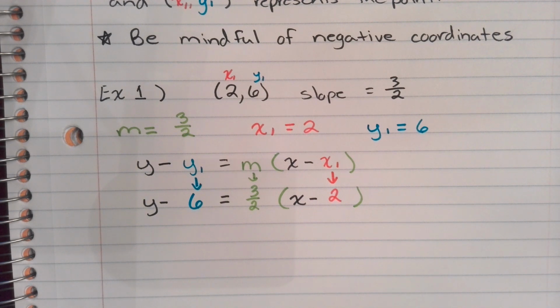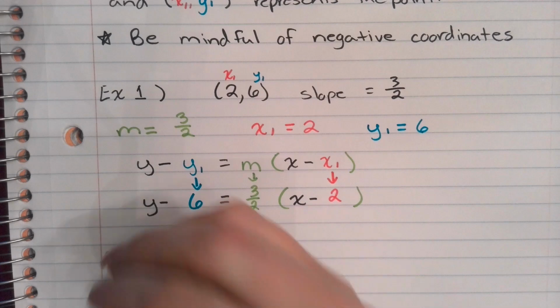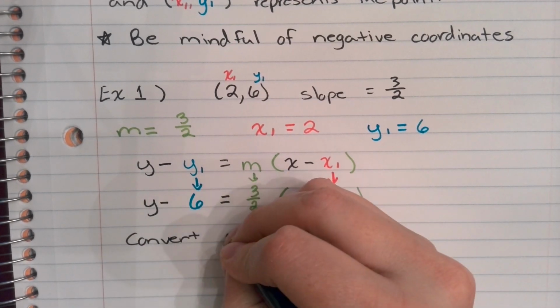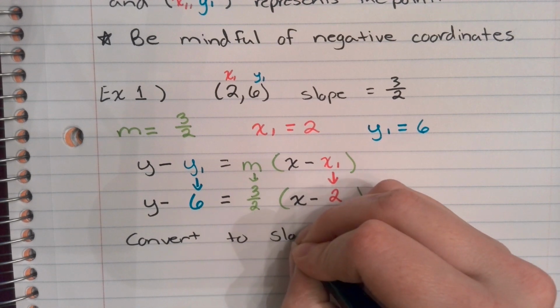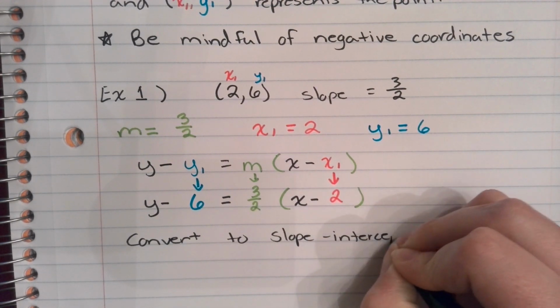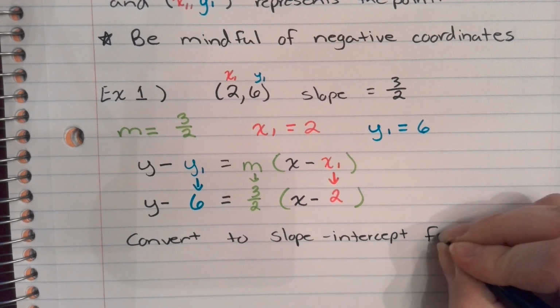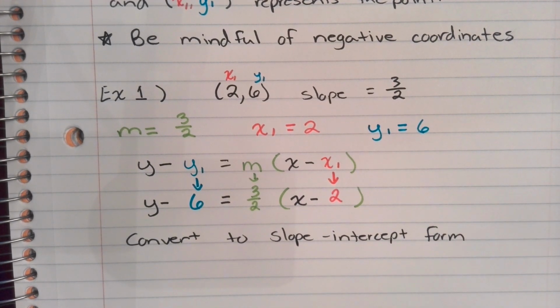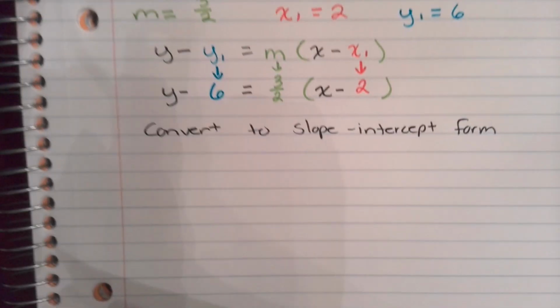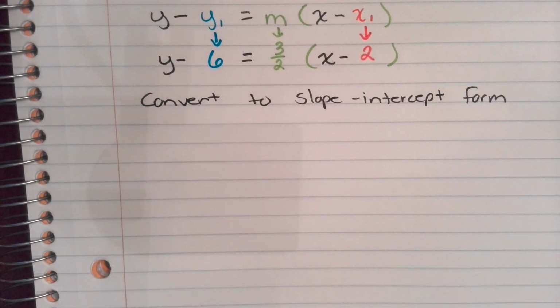Now, what you have to do is you're going to go ahead and convert this into our slope-intercept form. You have to know how to put all formats of equations into slope-intercept form because that's how we graph. That's the main format for how we graph our linear equations.